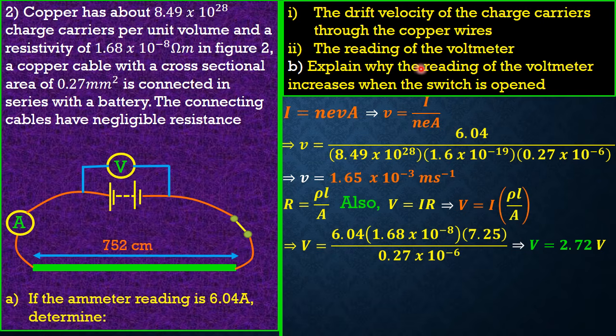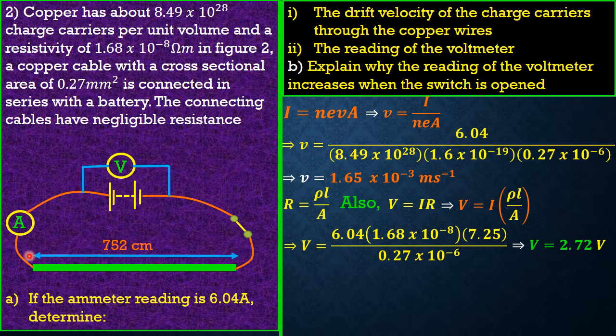The B part reads: explain why the reading of the voltmeter increases when the switch is open. Now you need to agree with me that when the voltmeter is connected across the cell, the voltmeter measures the EMF of the cell. Not just the EMF of the cell, but there is a potential drop across the wire, since the wire has some resistance.